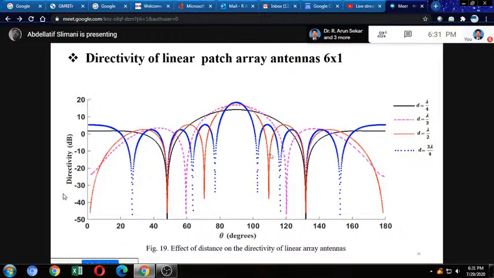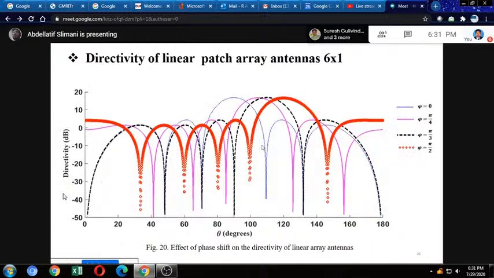So here we observe the effects of inter-element distance on radiation performance. We take the second case, for phase shift. The first case, in blue color, has phase shift equal to 0; we have no phase shift. The main beam is toward 90 degrees.